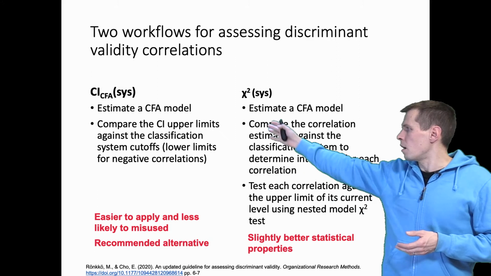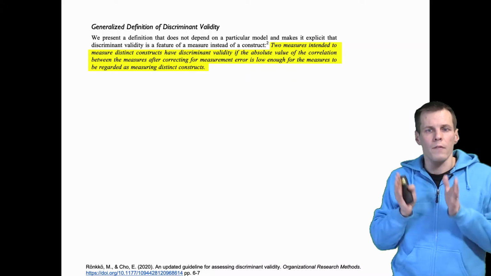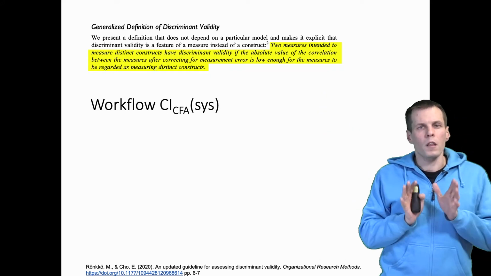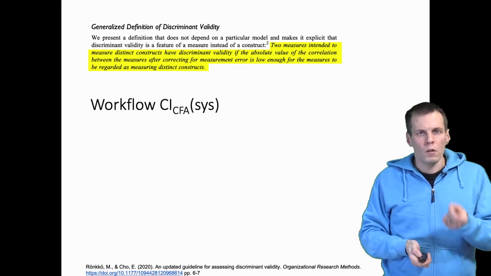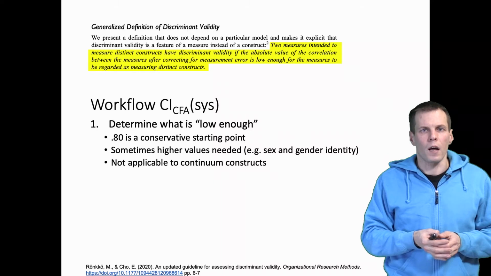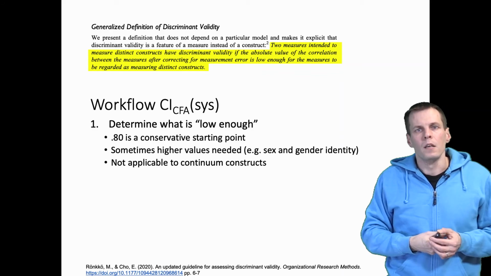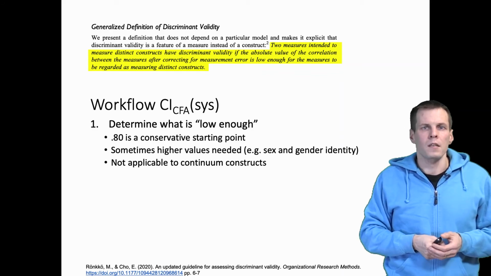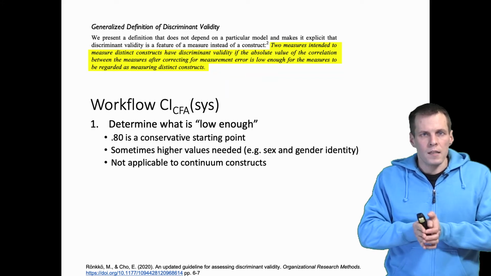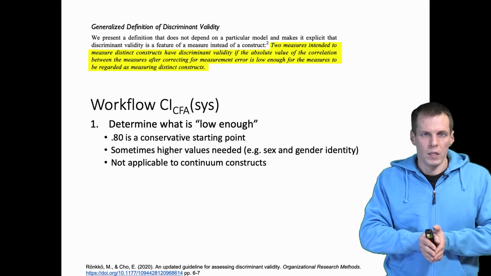Let's take a look at how you apply these workflows. The first thing that we have in the workflow is that we need to start from the definition, which I reproduce here. The important thing in the definition is that we need to determine what correlation is low enough to be considered not a problem. And that probably depends a lot on the context. So we propose that correlations below 0.8 are probably unproblematic in most cases, but that is not the general rule. For example, gender identity and biological sex correlate at 0.99, and sometimes that kind of correlations happen, and we just have to live with those.